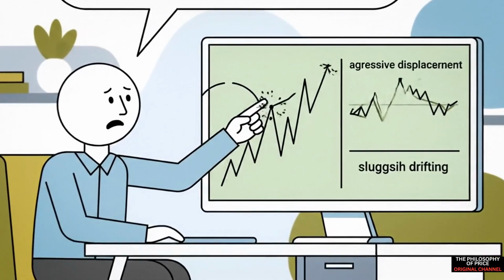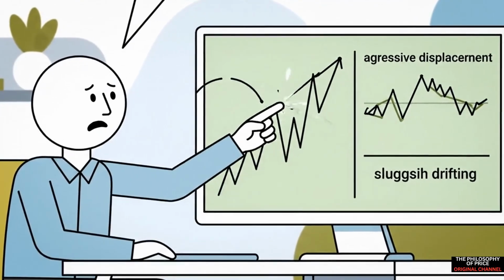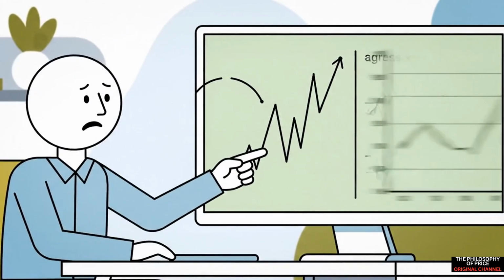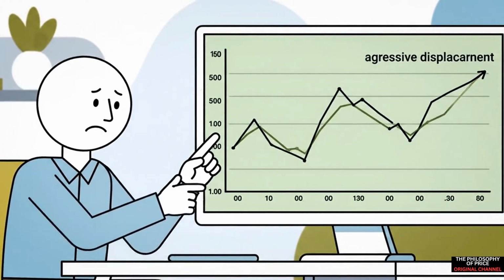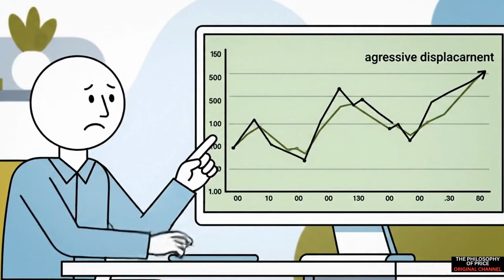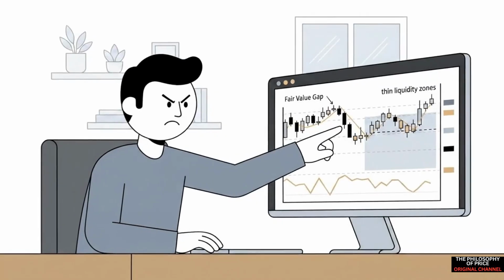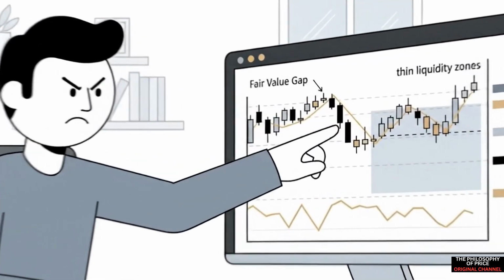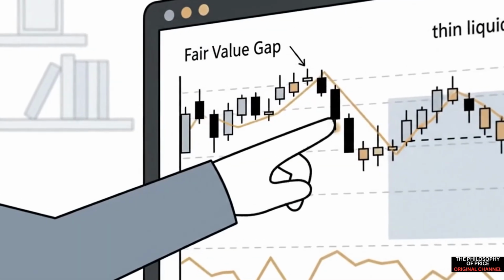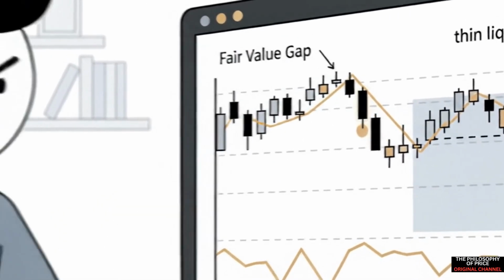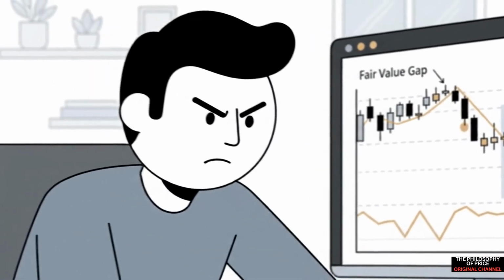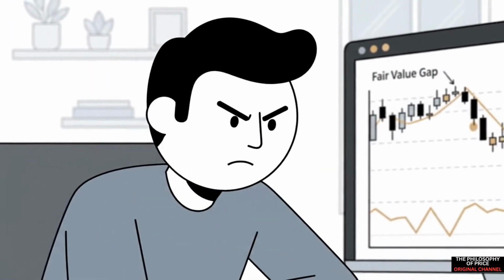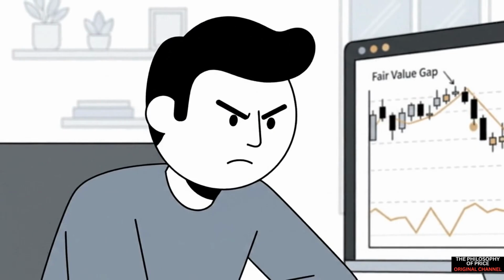Did price aggressively move away from this zone, or did it merely drift? A sluggish departure means no liquidity discontinuity, implying your order block is likely just range-bound. Second, assess if the price action created a measurable imbalance, such as a fair value gap, signifying thin liquidity. If displacement happened without leaving an imbalance, the move was likely too balanced, diminishing the zone's strength.